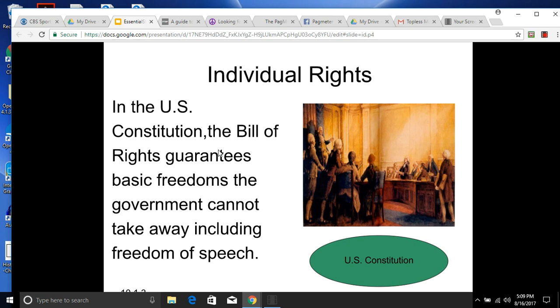In the US Constitution, the Bill of Rights guarantees certain basic freedoms that the government cannot take away, including freedom of speech, freedom of the press, freedom of religion, the right to assemble, the right to keep and bear arms, the right not to have your home searched without a proper warrant, the right to remain silent, the right to an attorney. There's all these rights that exist independent of government and that government cannot take away.